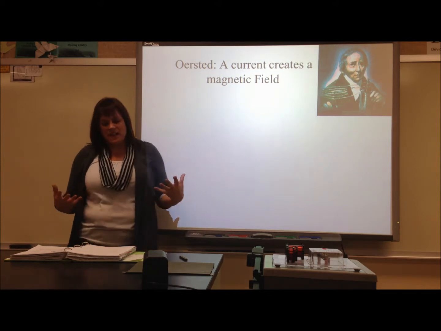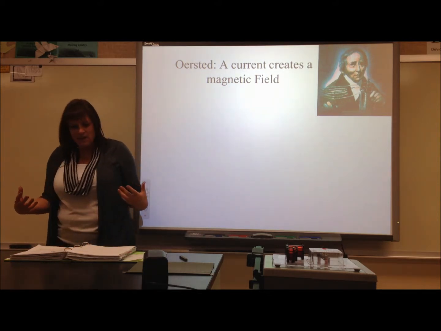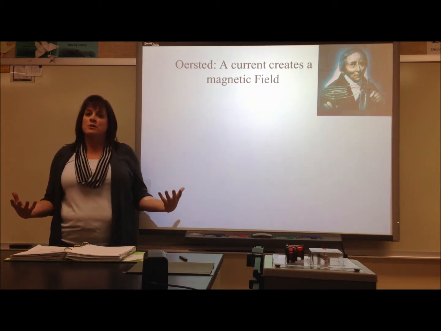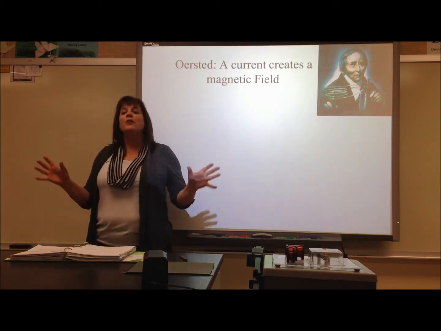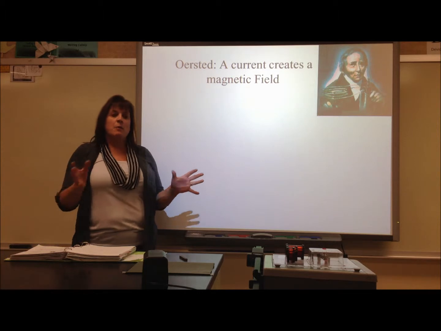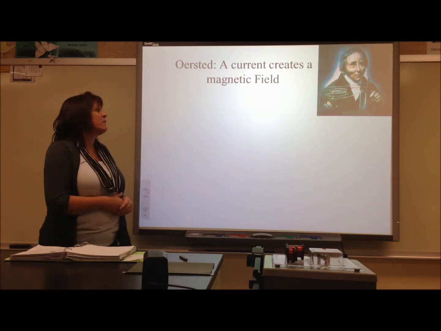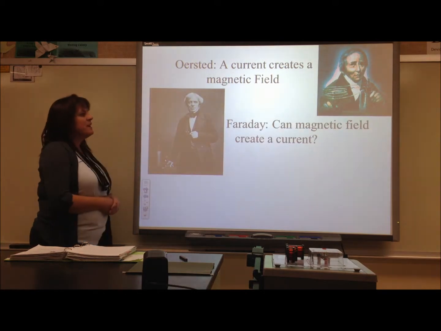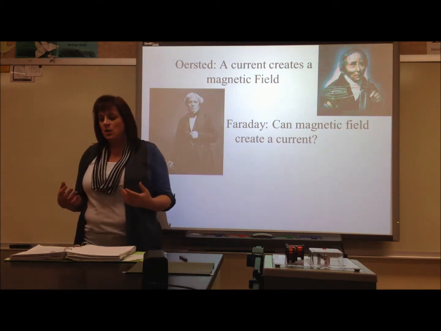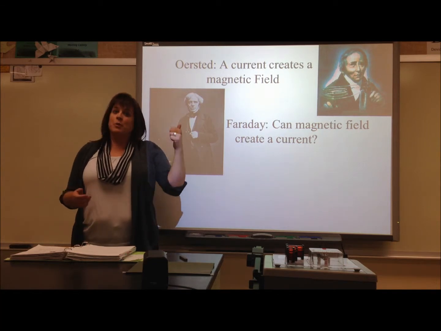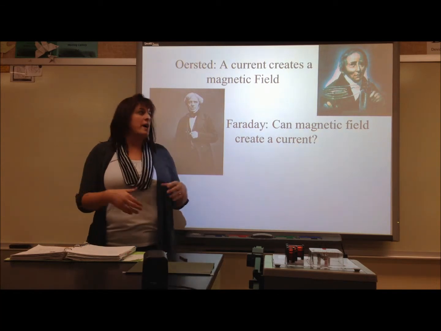Now, remember I said last week that Oersted, who discovered accidentally that a current-carrying wire produces a magnetic field, started a whole flurry of activity in magnetism. Remember, Ampere started to look at the motion of charged particles in magnetic field. Well, another guy, Michael Faraday, wanted to know, if current can produce a magnetic field, can a magnetic field produce current? So can we go the other way?